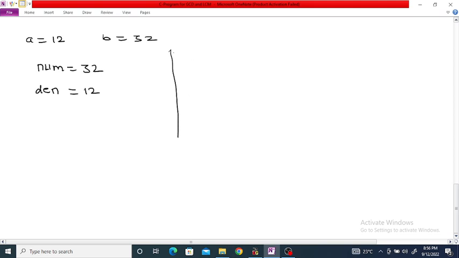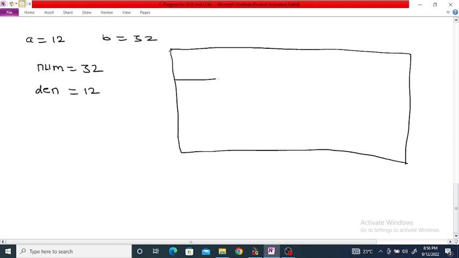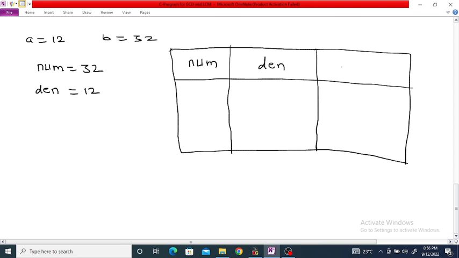Take one more example. Take A is equal to 12 and B is equal to 32 here. Okay. So now here again B is greater. So say numerator is equal to 32 and denominator is equal to 12, because we always divide the largest number by the smallest number. So if we create a table here, with numerator, then denominator and remainder.